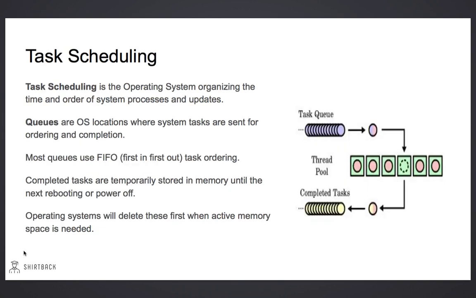Task scheduling is the operating system feature that organizes the time and order of system updates. Queues are the locations within the operating system where system tasks are sent for ordering and completion. Most queues use FIFO, first in, first out task ordering. The completed tasks are temporarily stored in the memory until the device will reboot or power off. The operating system will delete these files first when we need active memory space.